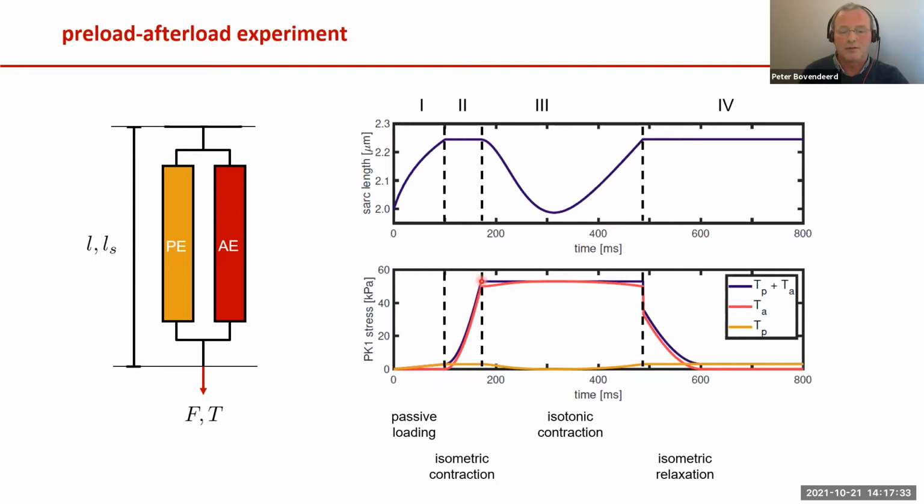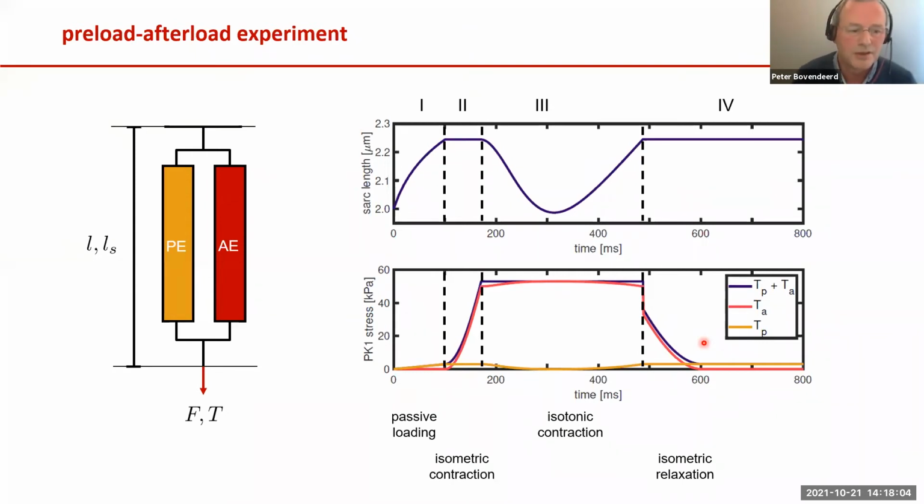Then at some point, we reach a preset afterload level. So we switch to the isotonic contraction. The force will be constant. Also, this first Piola-Kirchhoff stress will be constant, and the muscle will shorten and lengthen again. And once we reach the preload length again, so this length, we will switch to the isometric mode, and then we will see the decline of the active force.